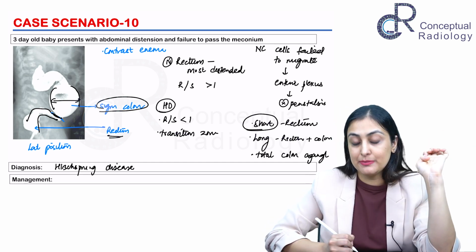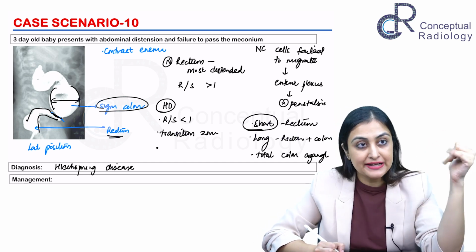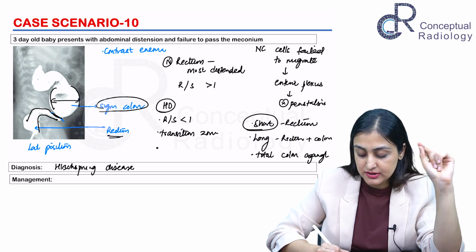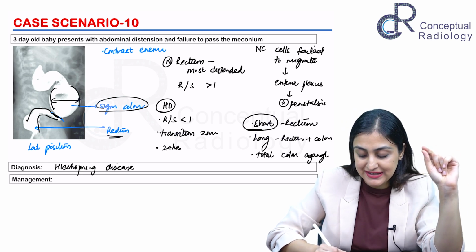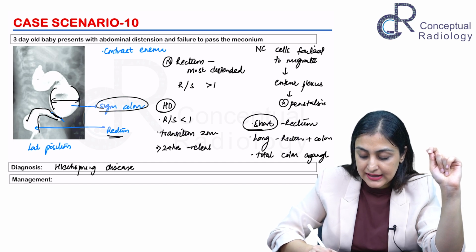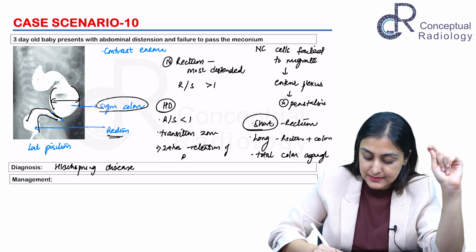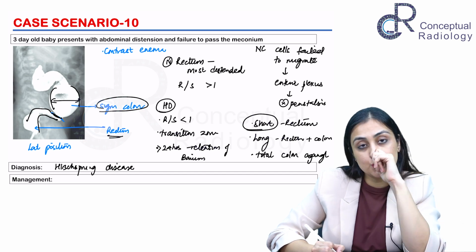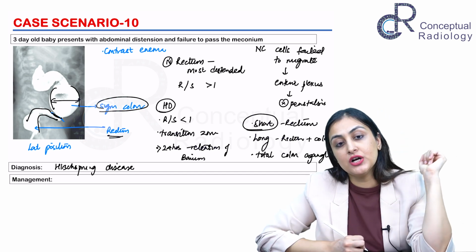Alright, this is how we are going to make a diagnosis of Hirschsprung. If you have some diagnostic uncertainty, we can also take a film at 24 hours. If after 24 hours there is retention of barium, that is again a sign that contributes to the diagnosis of Hirschsprung disease.